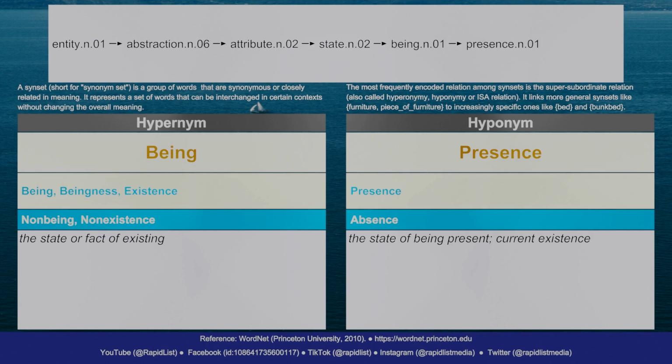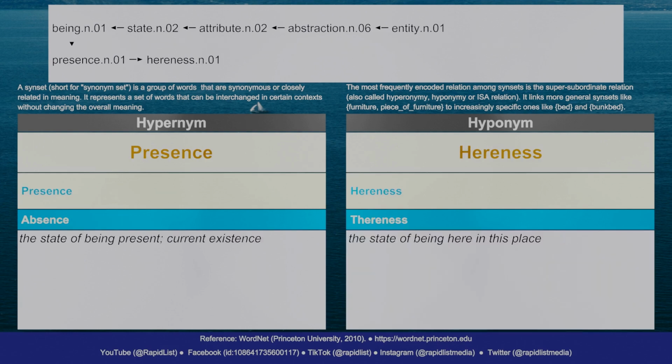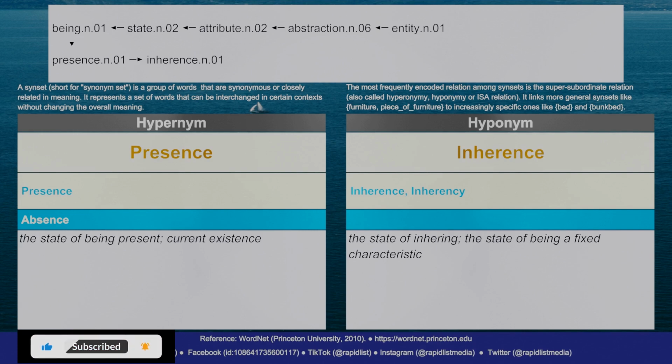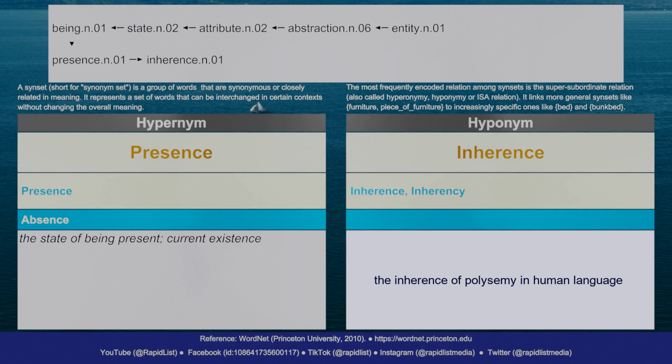Presence. The state of being present, current existence. He tested for the presence of radon. Here-ness. The state of being here in this place. Immanence. The state of being within or not going beyond a given domain. Inherence. The state of inhering, the state of being a fixed characteristic. The inherence of polysemy in human language.